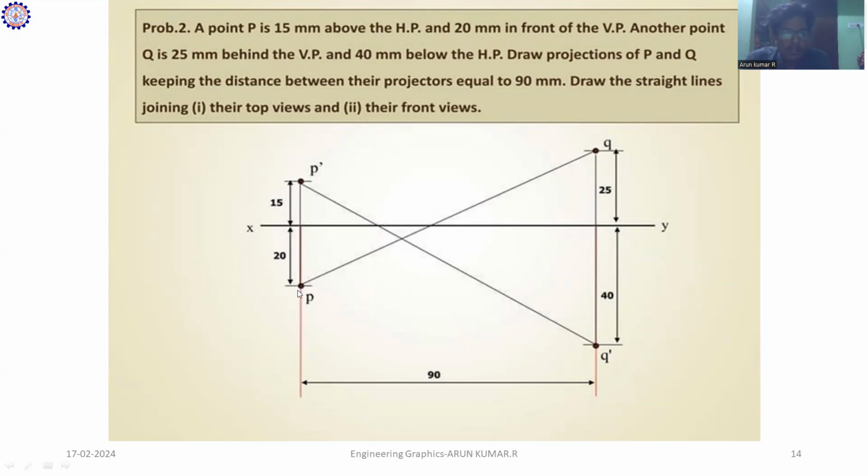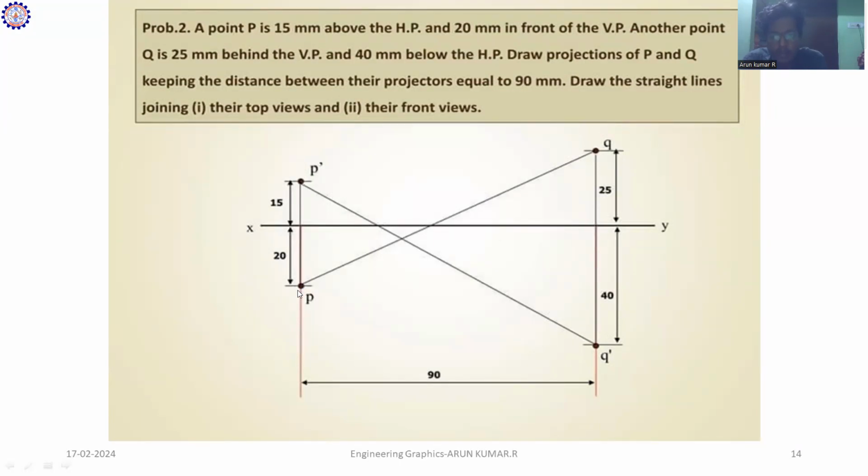The question is: a point P is 15 millimeter above the HP and 20 in front of VP. And another point Q is 25 mm behind the VP and 40 mm below the HP. Draw the projection of P and Q, keeping the distance between the projectors equal to 90 millimeter. Also draw the straight line joining their top view and their front view.